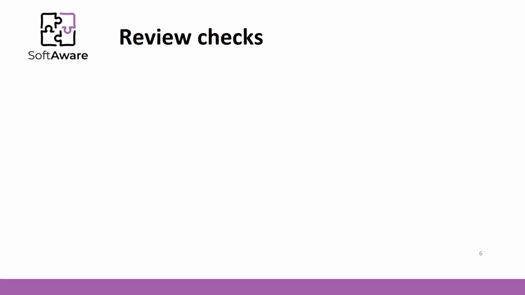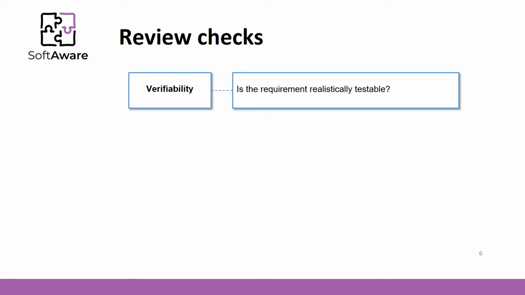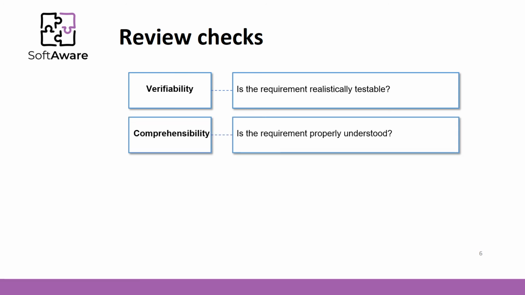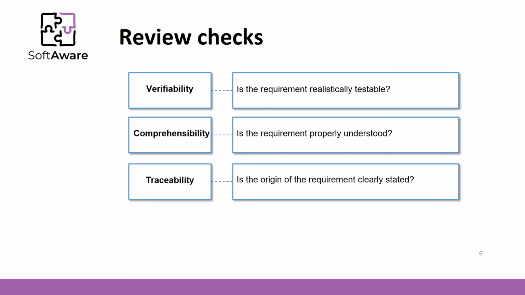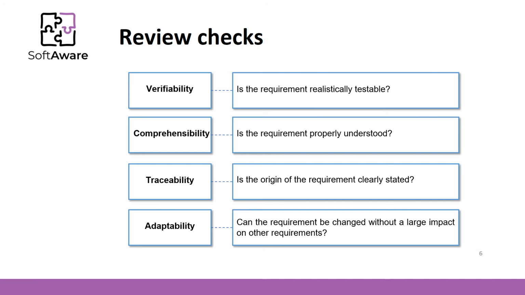To make sure that requirements reviews are carried out properly, a checklist may be created, where we could note all validation requirements. This checklist shall include verifiability, to check if the requirement is realistically testable; comprehensibility, to check if the requirement is properly understood; traceability, is the origin of the requirement clearly stated; and adaptability: is it possible to change the requirement without big impact on another requirement?